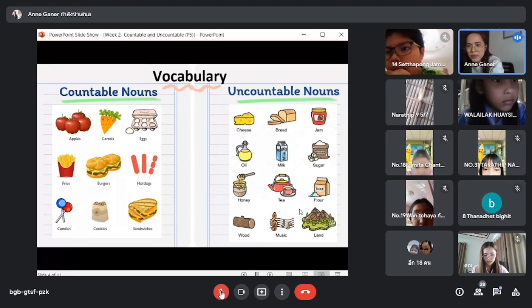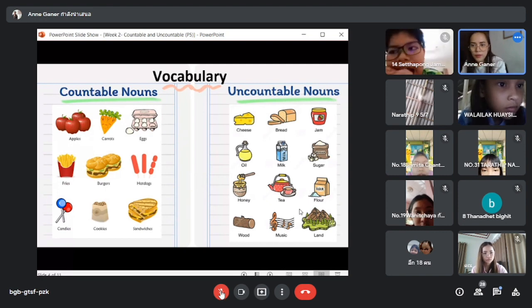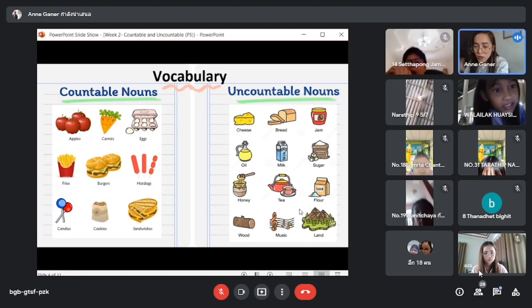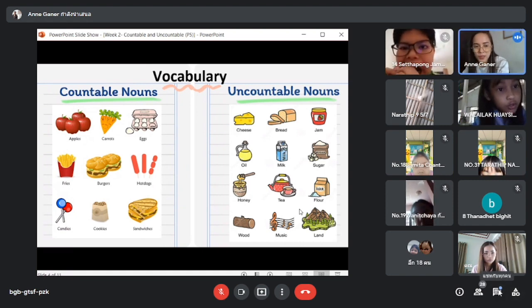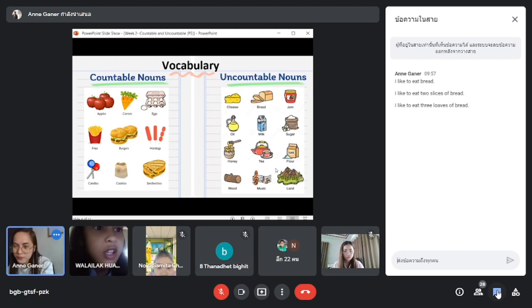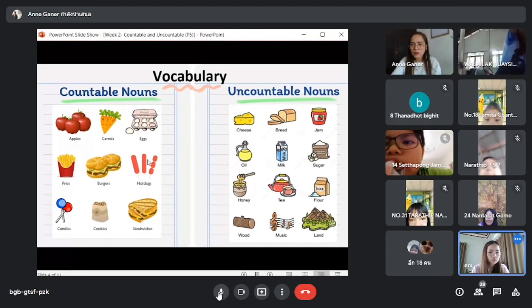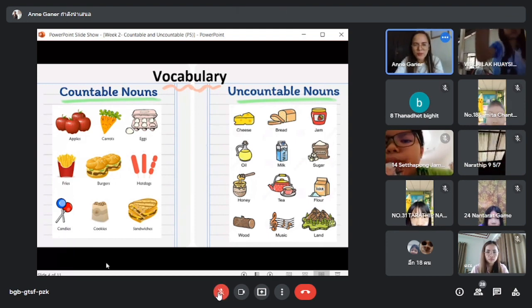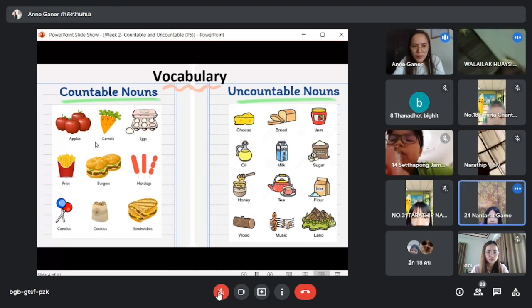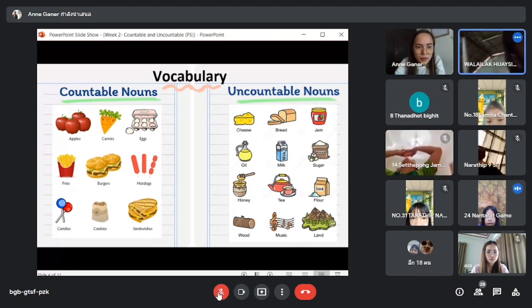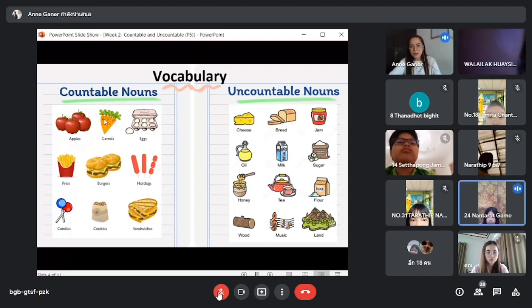What else for countable nouns? Hamburger. How many? You count also, because it's a countable noun. Two burgers. Again, two burgers. Okay, very good. Next, you give me one example of countable nouns. Carrots. How many are there? You count already. Three carrots. Okay, very good.